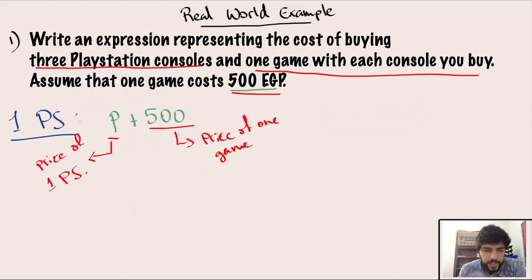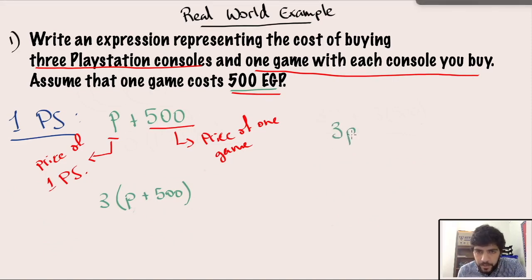So you can take this expression, P plus 500, and multiply it all by 3. Whatever P plus 500 is gets multiplied by 3. Another way to think about it is I'm buying 3 PlayStations, so 3P, and I'm buying 3 games because I'm buying 1 for each PlayStation, so it's 3 times 500. And I'm adding those 2 costs together to get the total cost. So both of these expressions are equally valid.